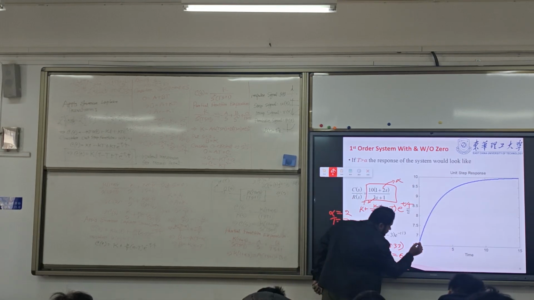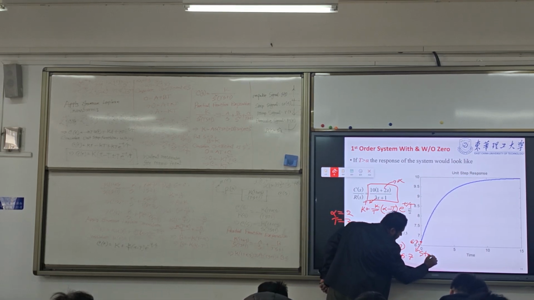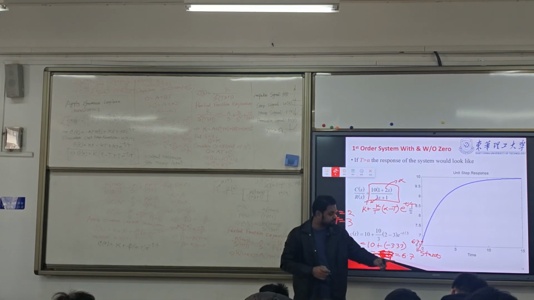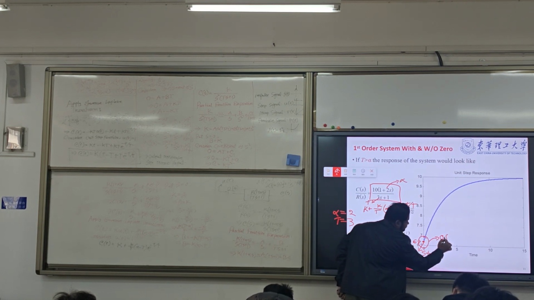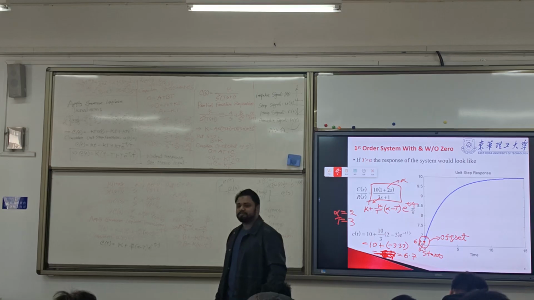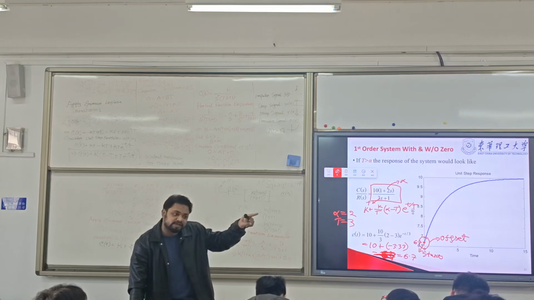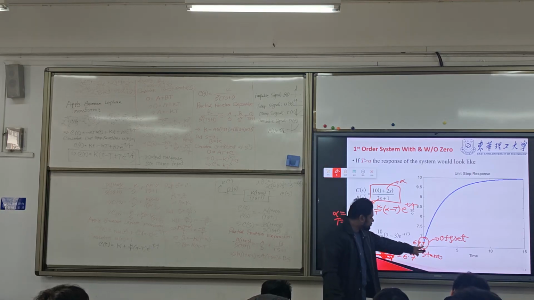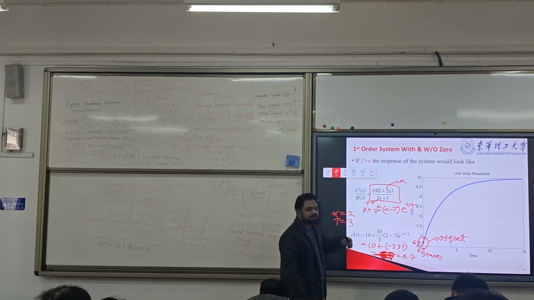This is called here the system. This 6.7. The system will start from here. Your output response will start from this point, not from 0. This is called offset. If there is a 0 in your first order system, it will create an offset. The offset means the system will start from that point, not from the origin. It can be any value, it depends on K and alpha and T.